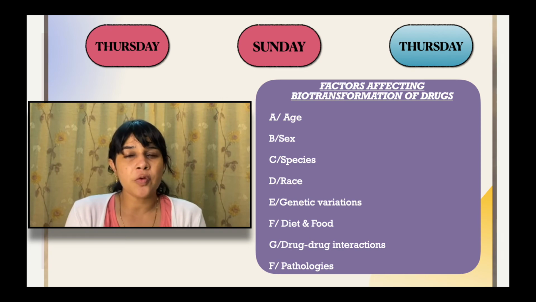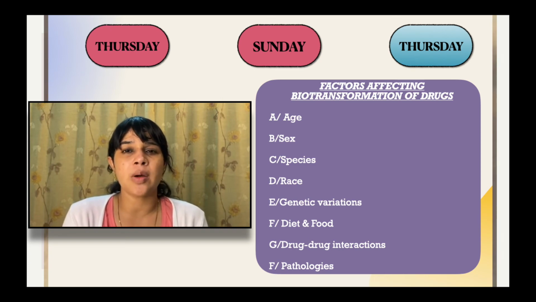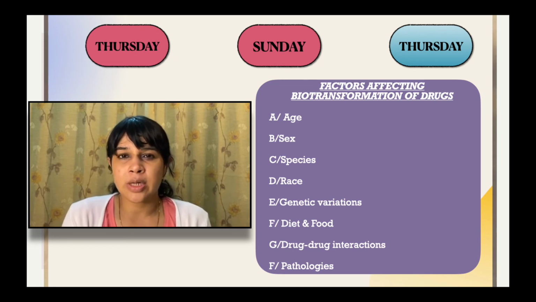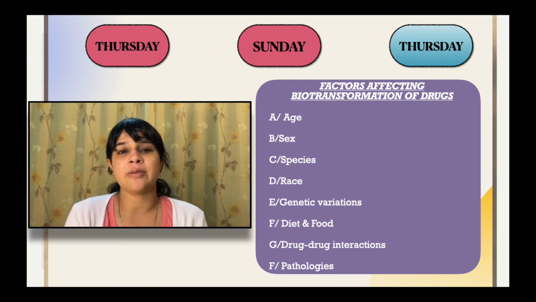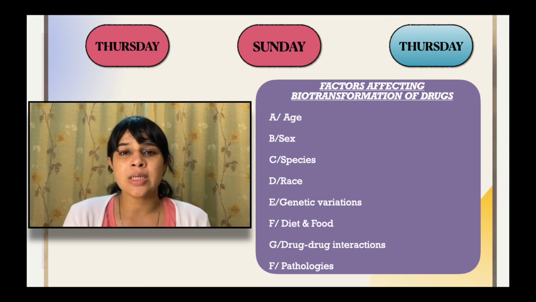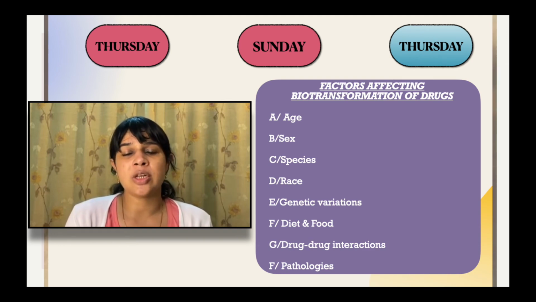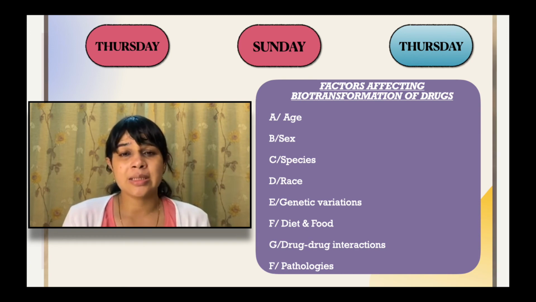In that I gave you a few examples, especially the genetic polymorphism seen in the metabolism of succinylcholine that leads to prolonged apnea. Then as far as acetylation is concerned, a person can be a fast acetylator or a slow acetylator, and accordingly we can see the consequences of hepatotoxicity or peripheral neuropathy. And then there is genetic variation affecting the metabolism of codeine.